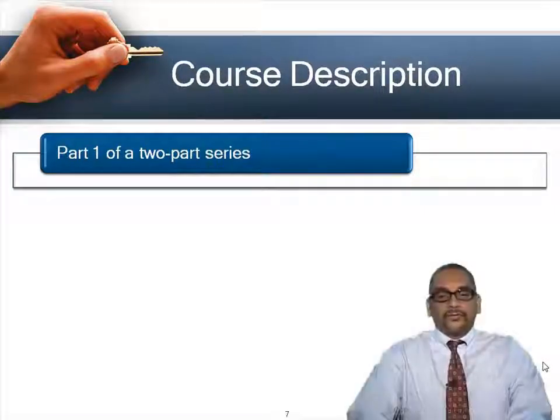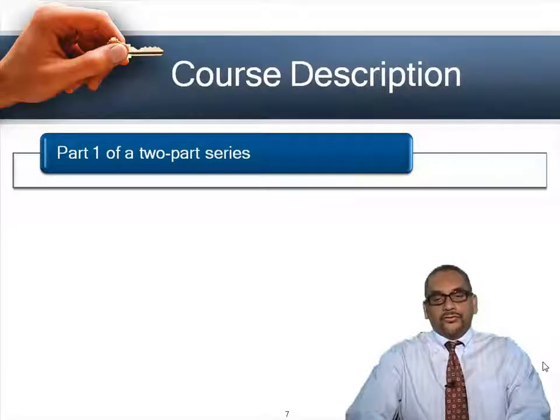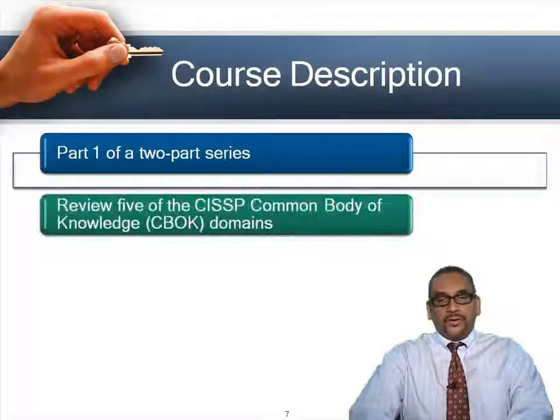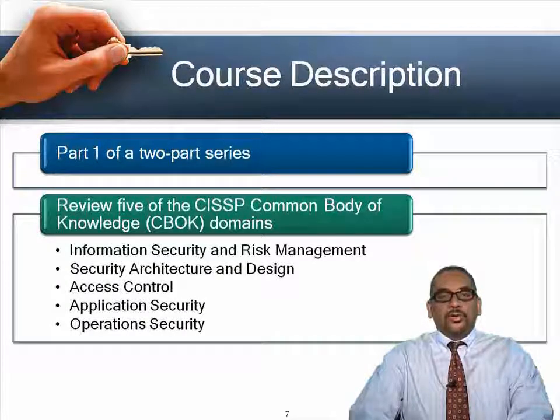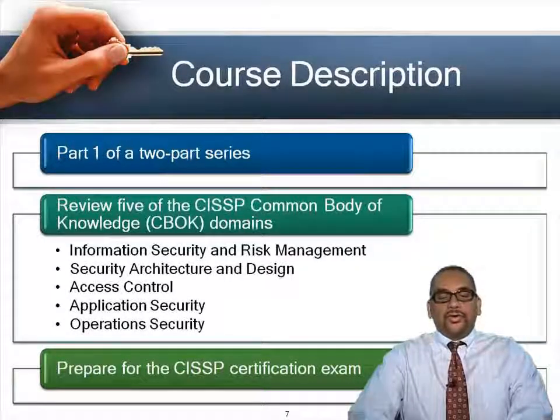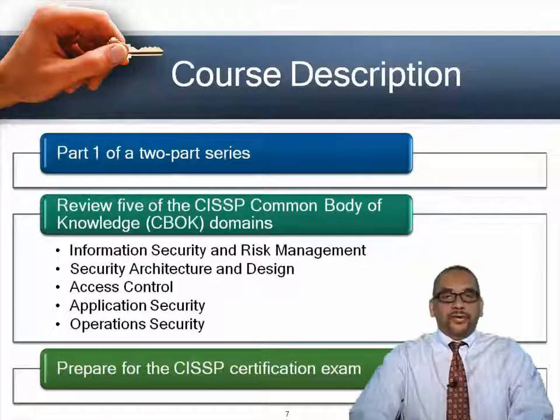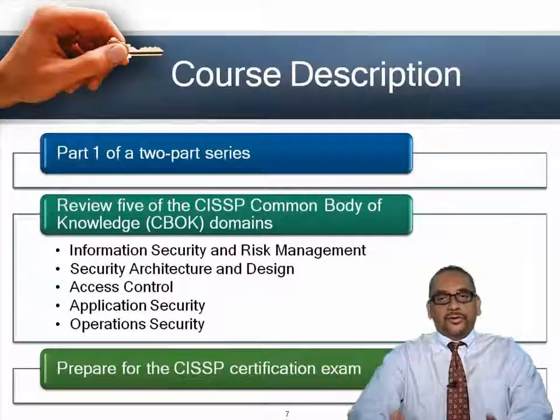So for this course, we're going to divide this into 2 parts. Right now we're in part 1. For part 1, we're going to review 5 of what we call the CISSP Common Body of Knowledge domains. So we're going to cover these parts: information security and risk management, security architecture and design, access control, application security, and operations security. Then we're going to work on preparing you for this certification. So I'm going to give you some tips and some tricks and some things in order for you to get ready to take the test.